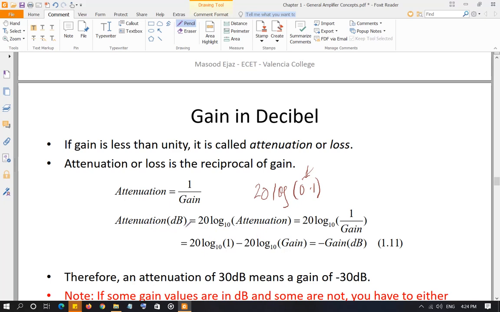So the expression given over here, 20 log 10 of attenuation, is 20 log 10 of 1 over gain, which we can write as 20 log 10 of 1 minus 20 log 10 of gain. Log of 1 is 0. So attenuation in decibel is basically the negative of gain in decibel. And we use attenuation very frequently.